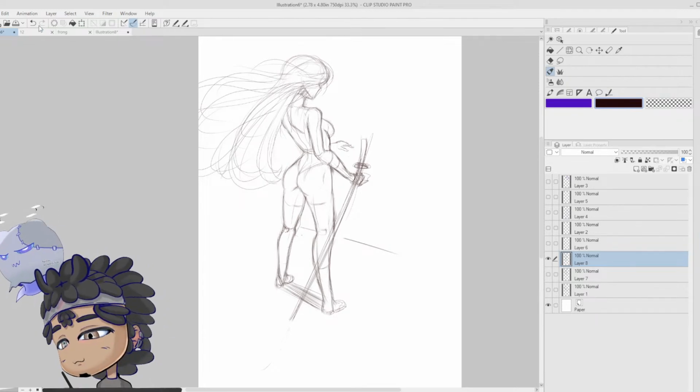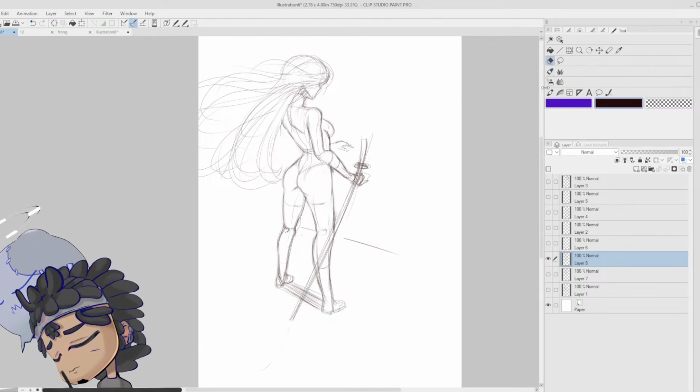I don't want to give her too much of a muscle butt there. I don't want that. There we go.